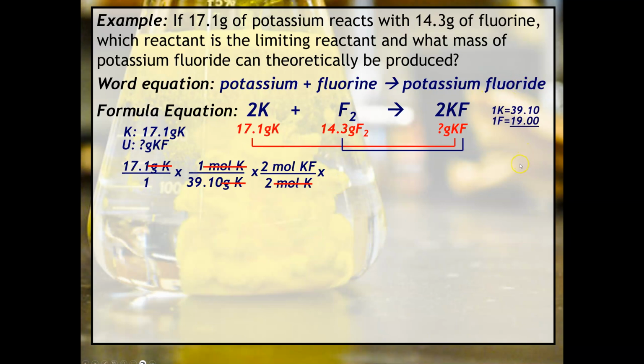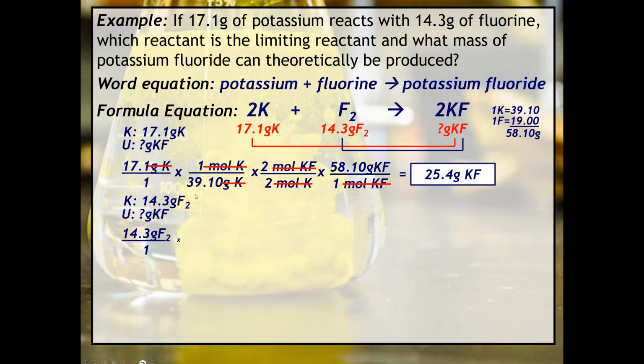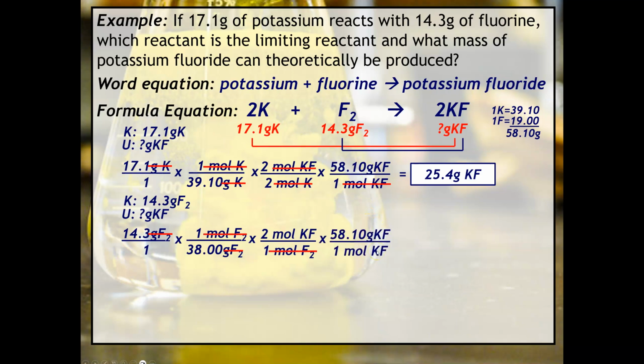and multiply by the molar mass of KF, 58.10 grams per mole. So this answer is going to be 25.4 grams of potassium fluoride. Now we're going to take the next one, which is 14.3 grams of fluorine, and divide by the molar mass of fluorine, 38 grams per mole, and we're going to look at the number of moles. It's going to be 1 mole of fluorine to every 2 moles of KF, which is the ratio. Then we take the molar mass, 58.10, and we get 43.7 grams.